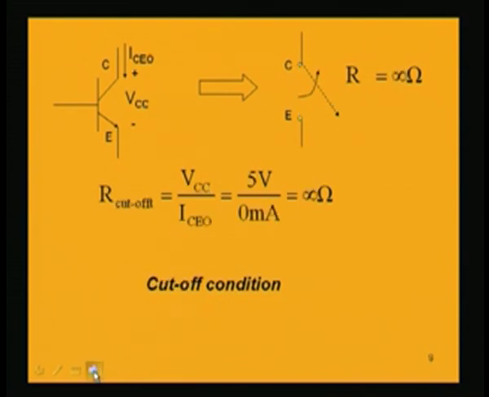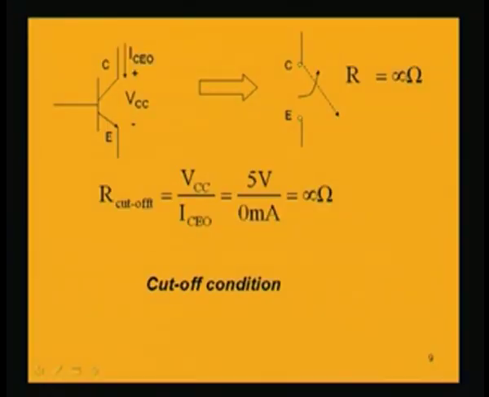Now, in the other condition, when it is in cutoff, the voltage between collector and emitter is VCC, which in this particular case is 5 volt, and the current which flows in the collector, that is ICEO, we have assumed, and this is practically correct, is almost equal to 0 milliampere. So, what will be the resistance between collector and emitter? That will be 5 by 0, almost infinite, that is infinite resistance is offered by this part in the cutoff mode of operation.